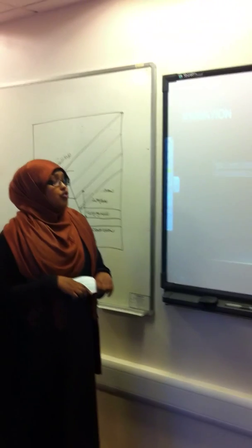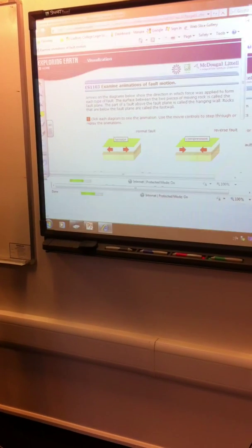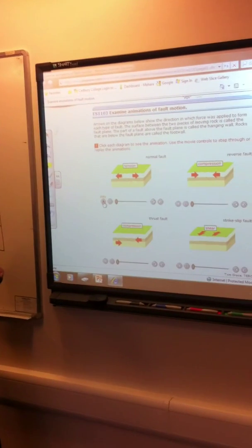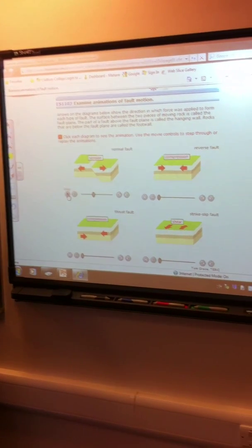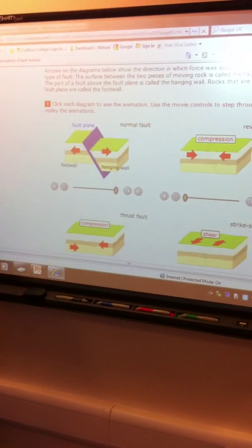Here are a few animations to show you how the faults move. So the first one is a normal fault. You can see that the hanging wall is moving down along the fault plane.